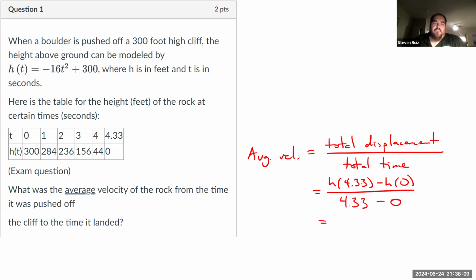So what is h of 4.33? That's 0. It hits the ground then. Minus the initial height, which is 300, over 4.33. So what is negative 300 divided by 4.33? Let's see. Okay, I am getting a final value of negative 69.3. And what units make sense here? Feet per second.